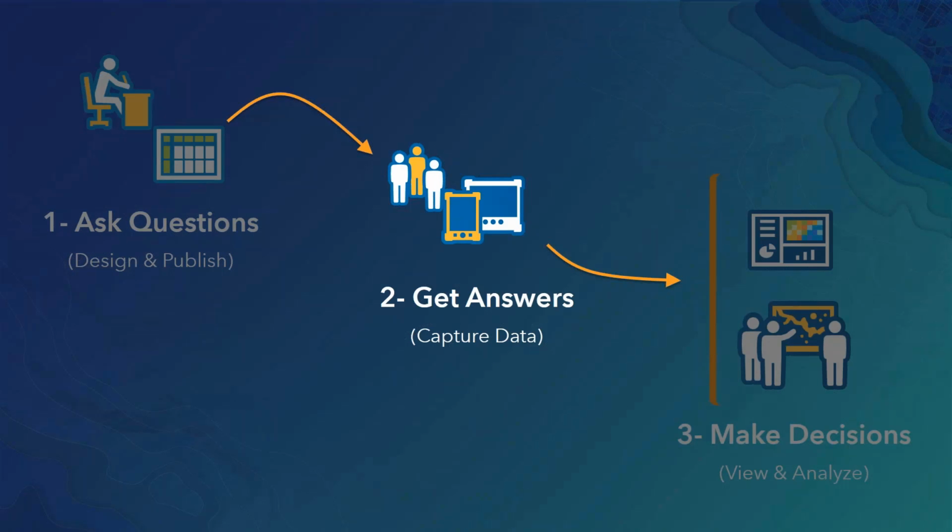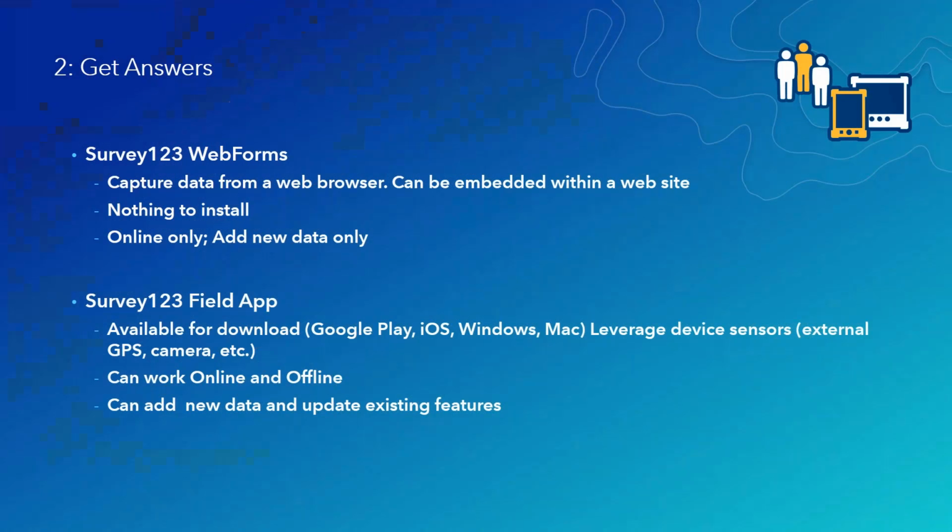In the data capture step, we get into field collection itself, and there are 2 apps for that as well. Web forms are an easy browser-based form that can be embedded into a website, and they're great for forms you intend to fill out from your desk, like an RFI. The field app, which you can use on almost any device, is designed to work with your device's integrated sensors, and you can use that either online or offline.